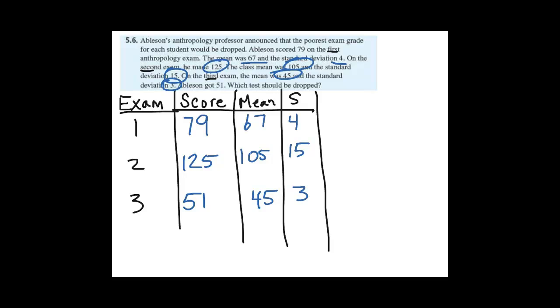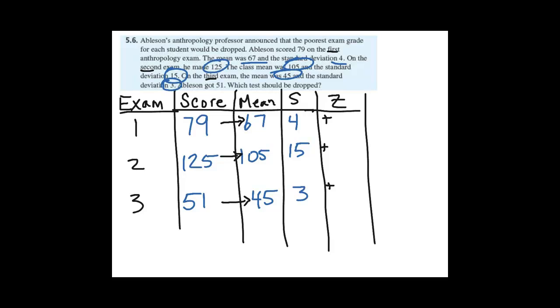Now you can see why we'd need to do this, because since each of these exams had very different ranges and very different means and standard deviations, to figure out how well he did compared to his peers, we're really going to need to standardize these scores. So I'm going to make one more column here for his z-score. Now, in each case, he scored above the mean. 79 is greater than 67, 125 is greater than 105, and 51 is greater than 45. So I know in all 3 cases, his z-score is going to be positive. So I can't eliminate one of them right off the bat, which I could have done if he had just tanked exam 2 and had a negative z-score.